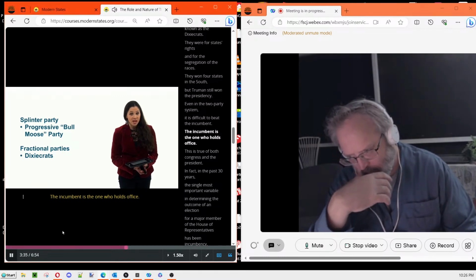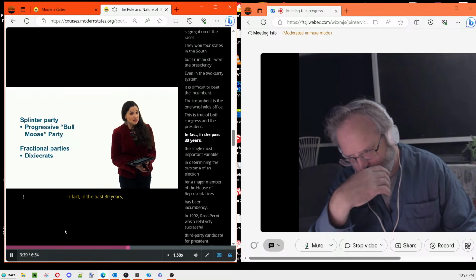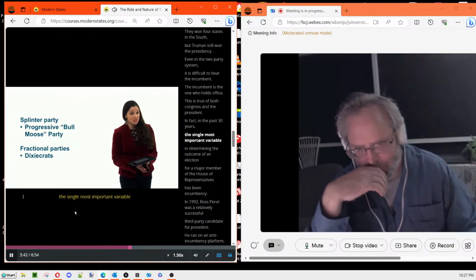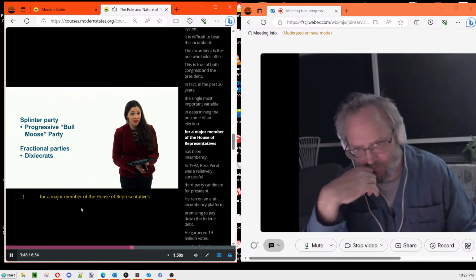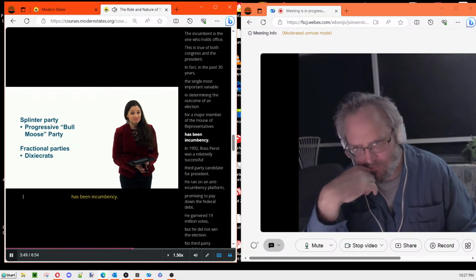Is the one who holds office. This is true of both Congress and the president. In fact, in the past 30 years, the single most important variable in determining the outcome of an election for a major member of the House of Representatives has been incumbency.